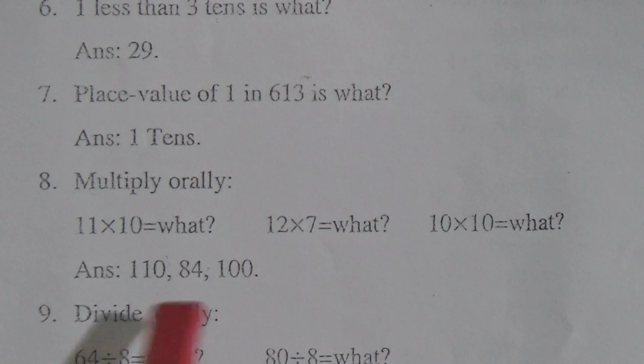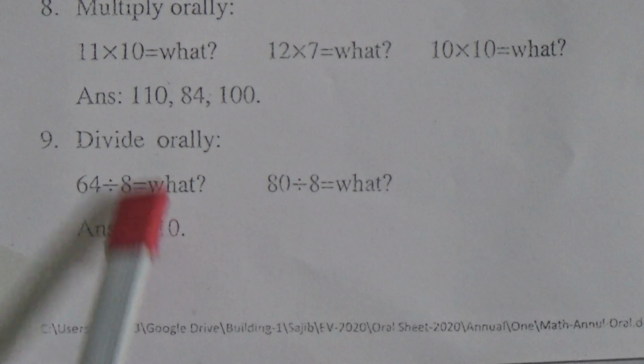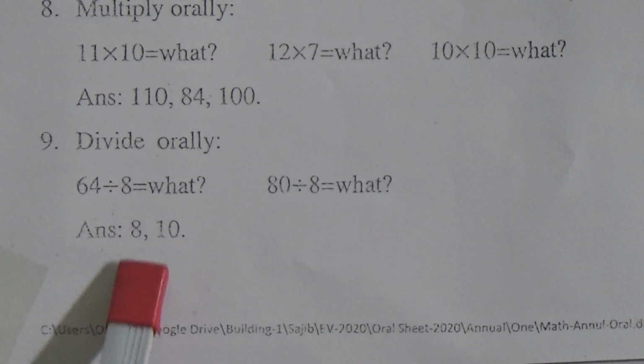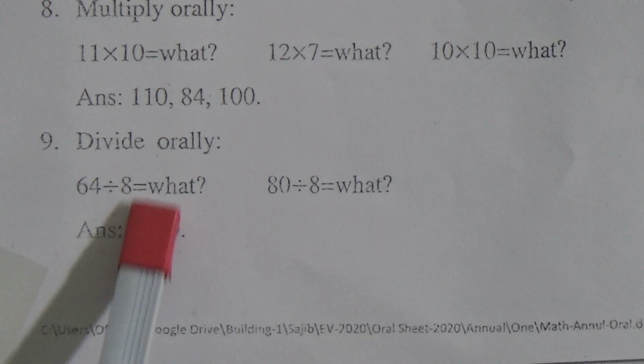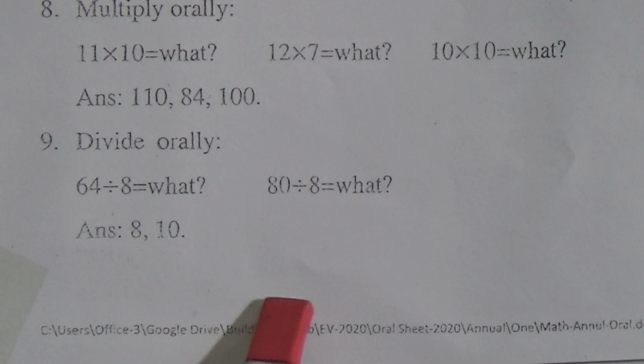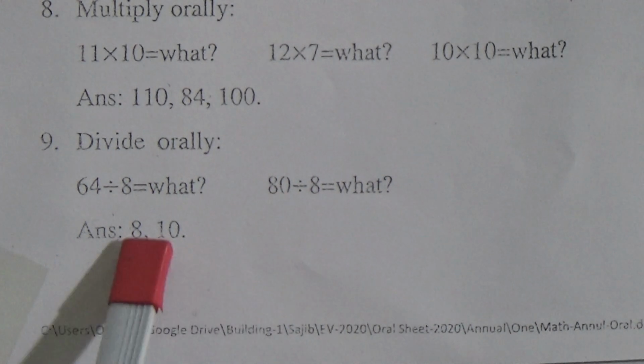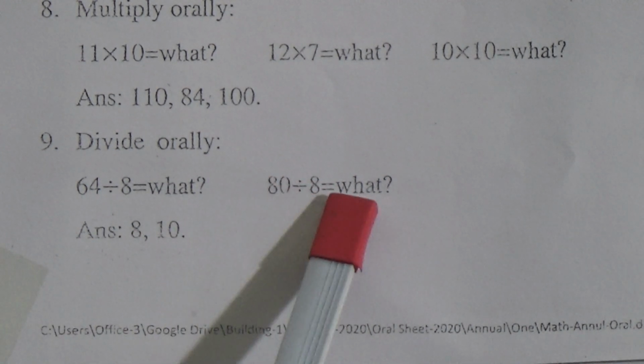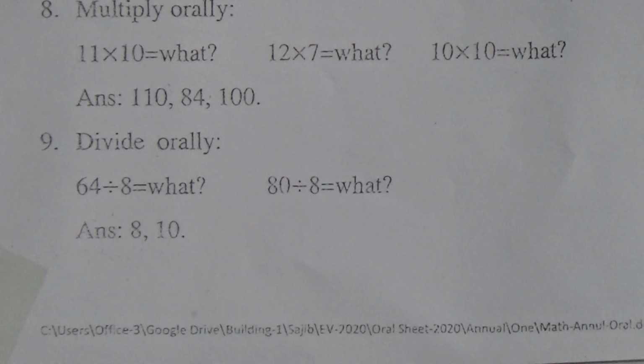Okay. Divide orally. If I divide 64 by 8, then we get 8. How? 8 eights are 64. So if we divide 64 by 8, we get 8. If we divide 80 by 8, then we get 10 because we know that 8 tens are 80. So if we divide 80 by 8, then we get 10.